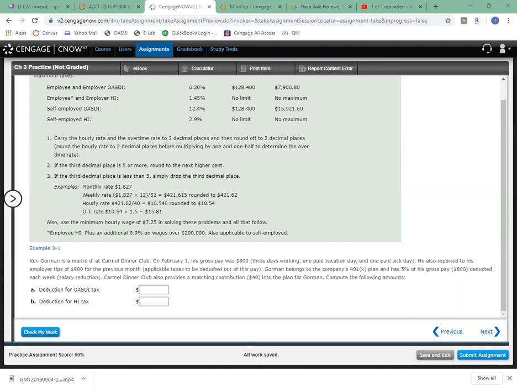Carmel Dinner Club also provides a matching contribution of $40, which is the same as the 5% he's contributing into the plan. So it just wants the deduction for OASDI tax and for the HI tax. But again, really what you're calculating here, which is more important, is his taxable income. When we're looking at taxable income, we know that the gross pay of $800 is taxable.